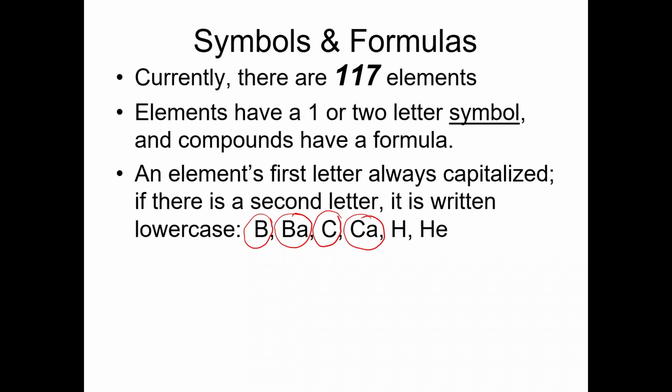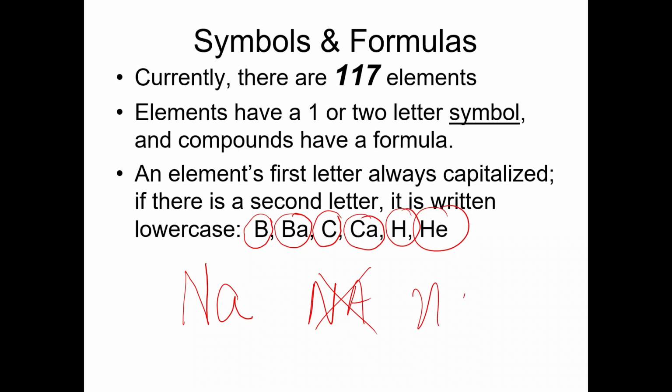H is hydrogen, one letter. Sodium is two letters. But remember one thing, sodium, two letters, Na, make sure the first letter is uppercase, the second letter lowercase. If you write like this, wrong. If you write like this, wrong. This is the correct way to write the symbol of elements which have two letters in them.